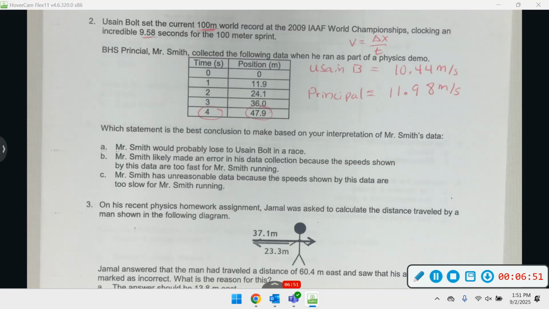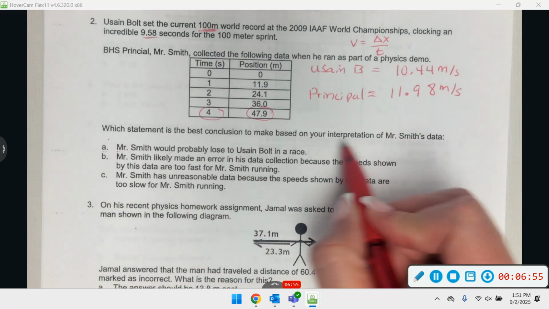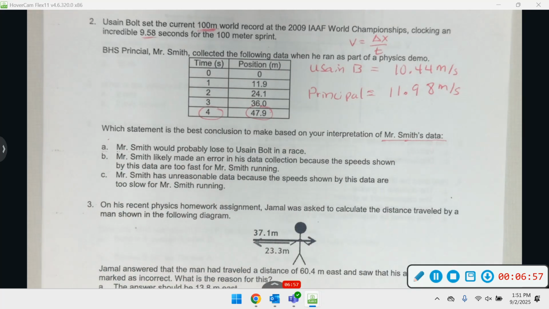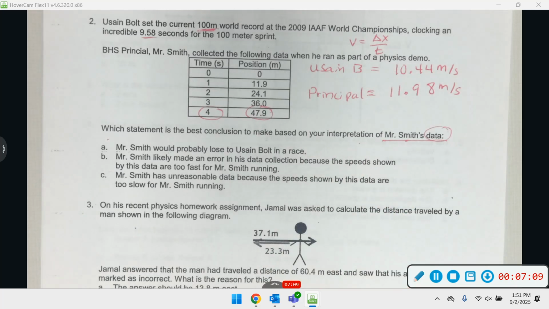Okay, let's look at our choices. Because it says, which statement is the best conclusion to make based on your interpretation of Mr. Smith's data? So statement A says Mr. Smith would probably lose to Usain Bolt in a race. And while that is true, he would probably lose, it is not based on the data. You can't pick it. The data says he would win, which is ridiculous, but that's what the data says, which is why the other choices talk about there being something wrong with the data. Okay, we can't pick A. It's not supported by the data.